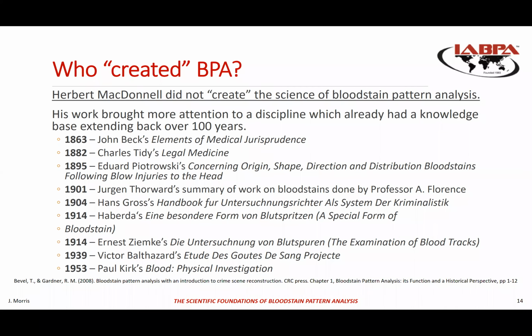This slide contains a very short list of some of the papers and some of the work that has been done historically. And you can see all of this work was done long before Mr. McDonnell came onto the scene. If you want some more information on this, you can read Bevel and Gardner's book, chapter 1, that goes through the history of BPA, taking a historical look at it.